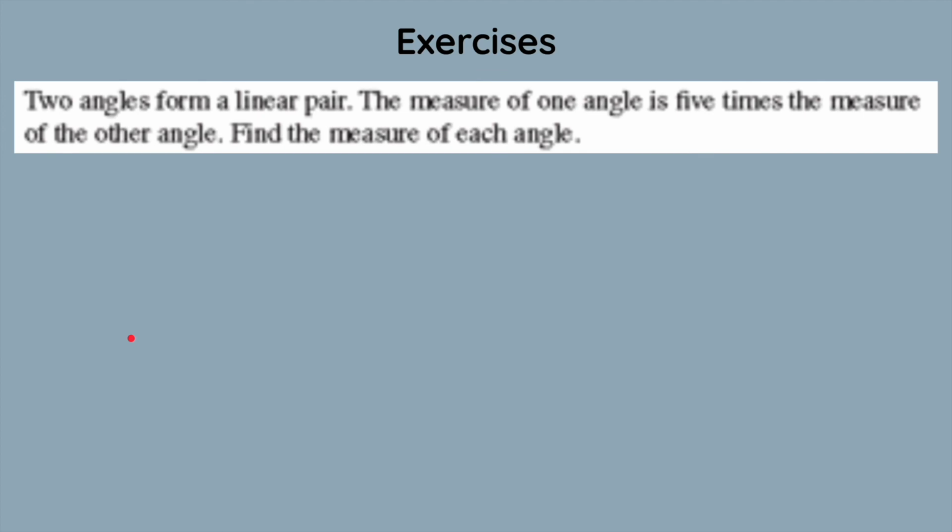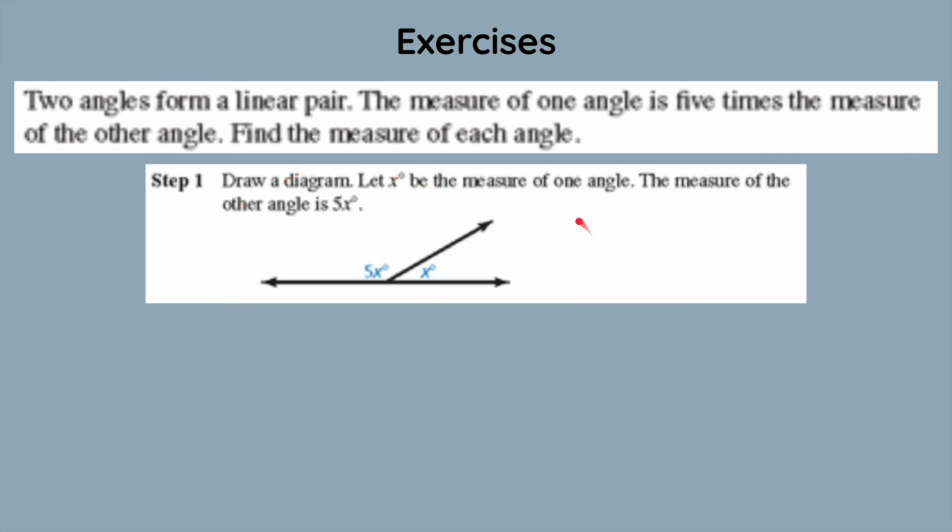So next, two angles form a linear pair. The measure of one angle is 5 times the measure of the other angle. Find the measure of each angle. So first we're just going to draw it out, and it's going to look something like this. So we have 5x and x.